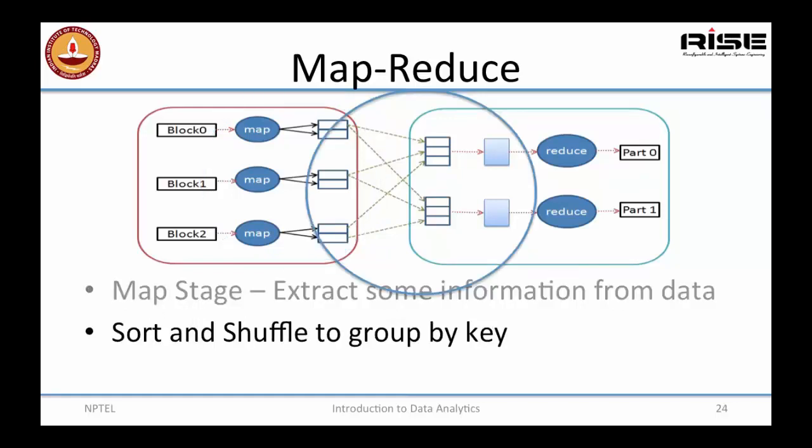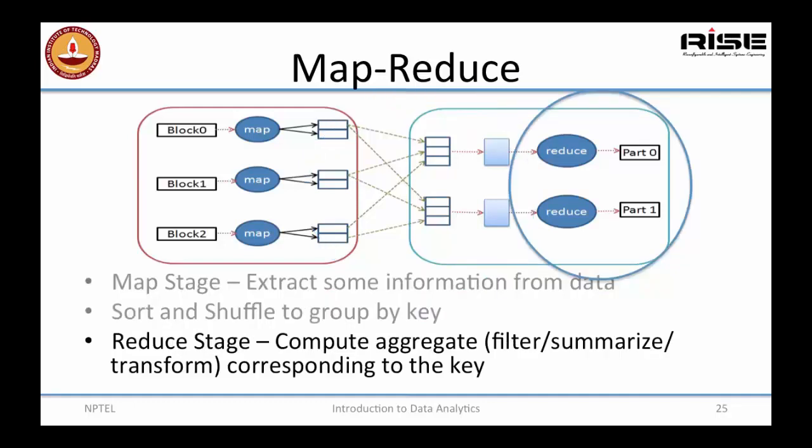Then before sending to the reduce stage, you sort and shuffle all of these key value pairs and group them by the keys, so that all the pairs which have the same key value will go to the same reduce stage. In the reduce stage, you can compute aggregate statistics corresponding to the key. You could add things up, you could summarize them, you could transform them, you could do any kind of filtering that you want based on the key. Whatever it is, you can compute aggregate values based on the keys.